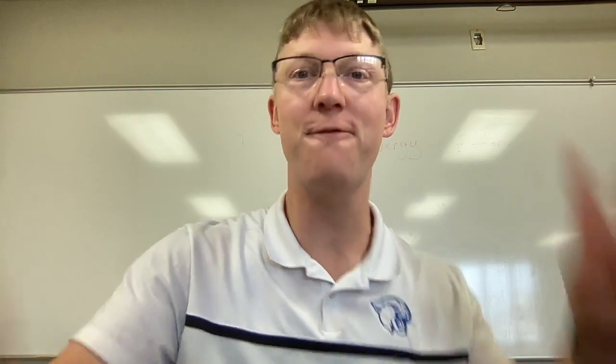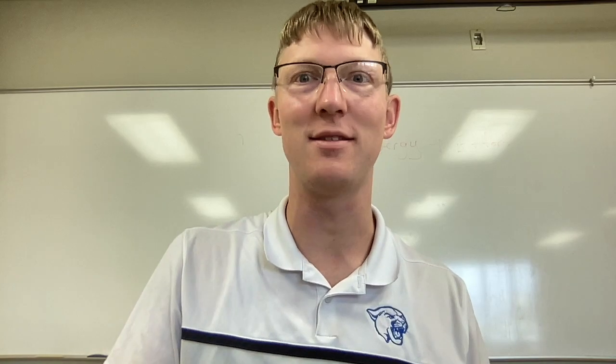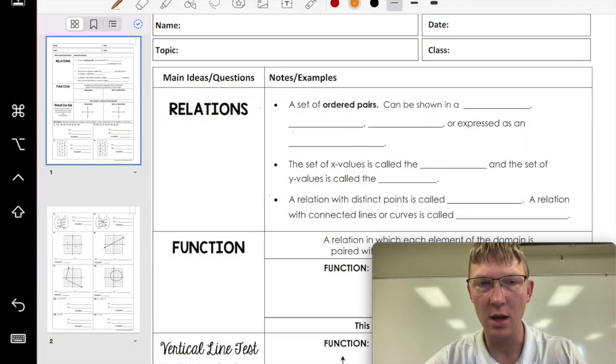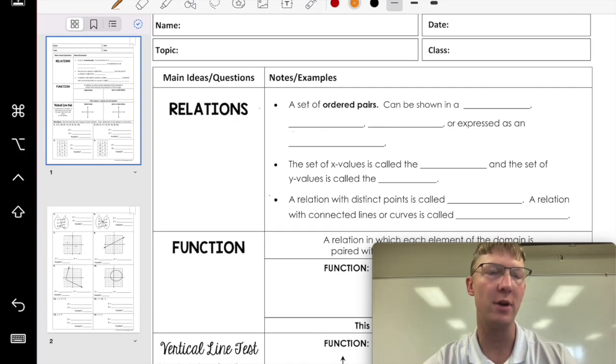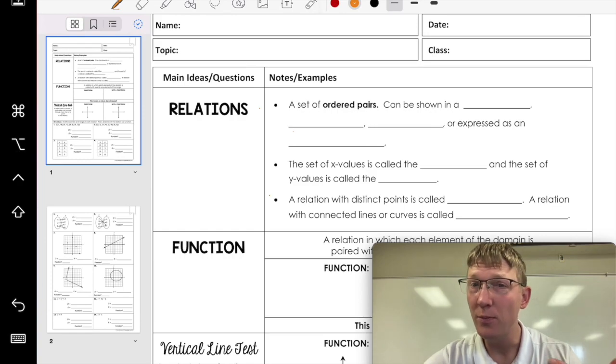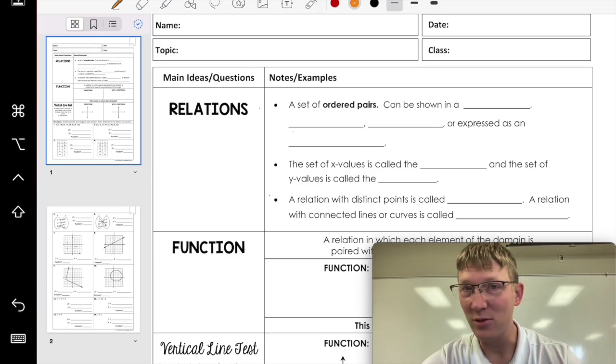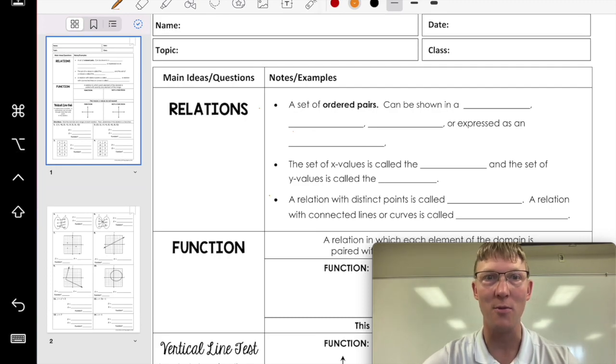Welcome to Chapter 2. We're going to start talking about functions and what that means. Let's go. We are talking about functions, but before we get to that, we've got to talk about what a function is. Now, hopefully you've maybe seen some of this stuff in Algebra 1. If you don't remember, that's okay. That's why we're going over it now.